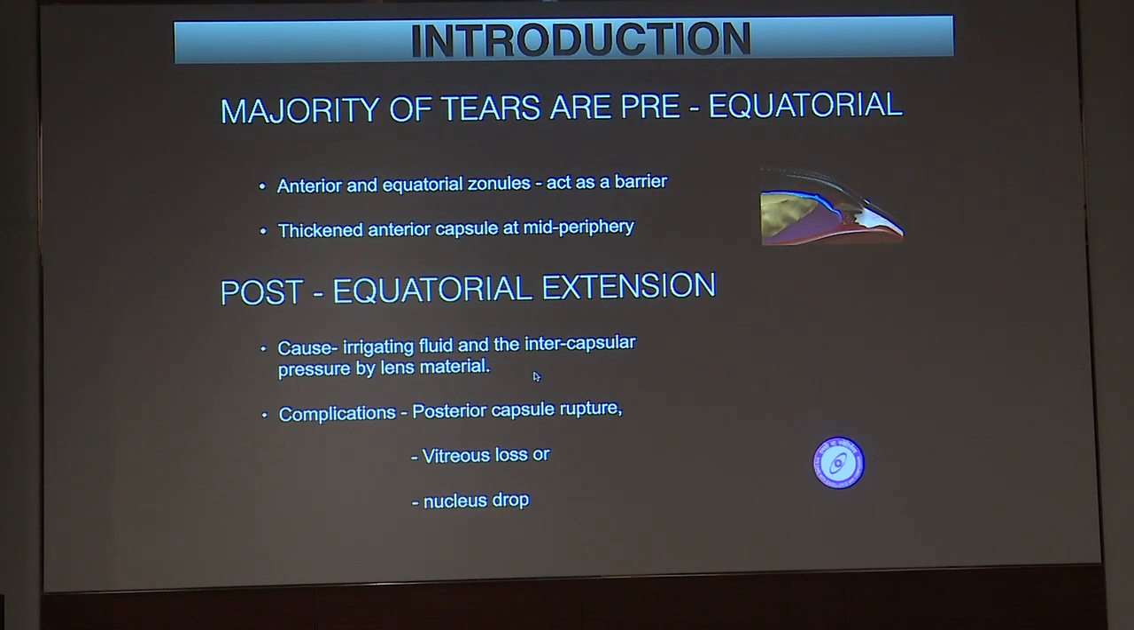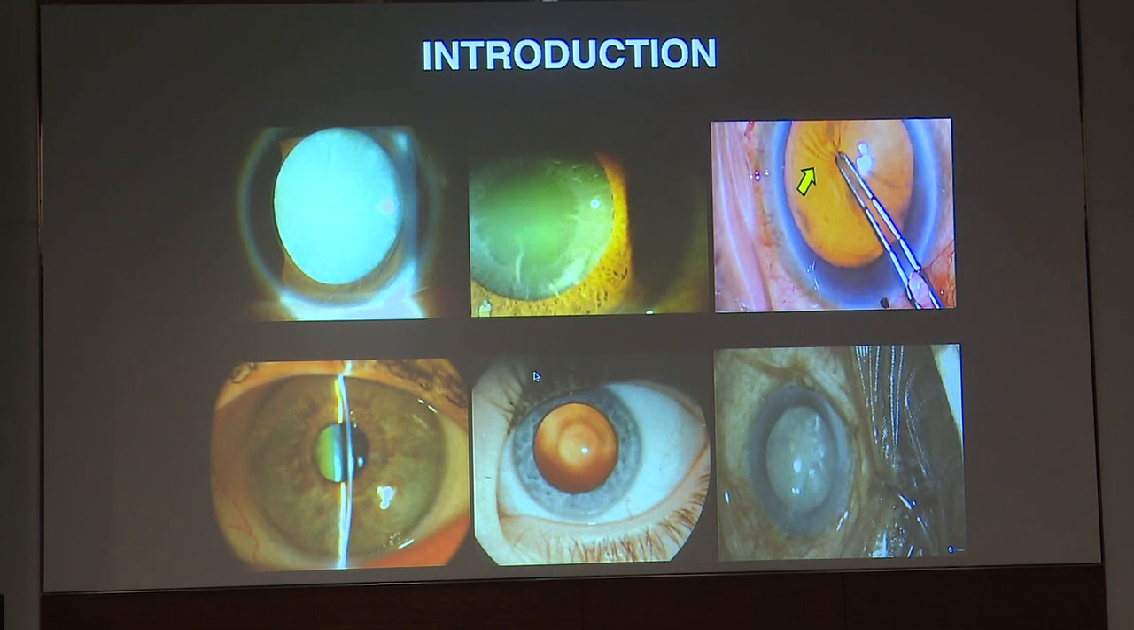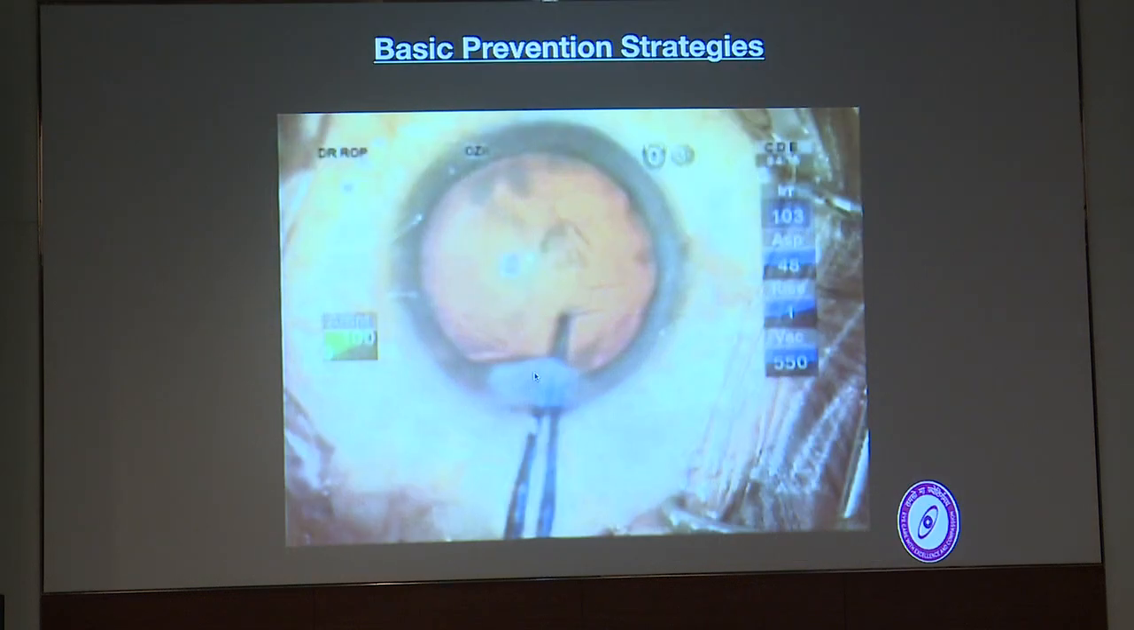So there's a posterior equatorial extension, which causes irrigating fluid and anterior capsular pressure by lens material, which results in a posterior capsule rupture, a vitreous loss or nucleus drop. So for anterior capsular tears, the predisposing factors are many, like intumescent white cataracts, pseudoexfoliation, zonulopathy, shallow anterior chambers, pediatric cataracts, and fibrotic cataracts. Coming to the basic prevention strategy in an anterior capsular tear.